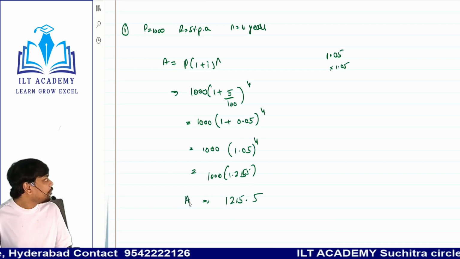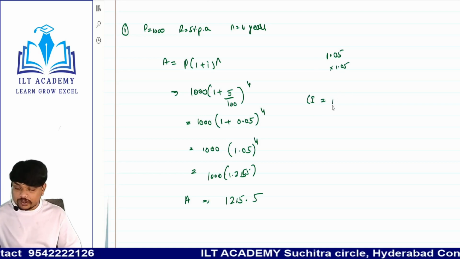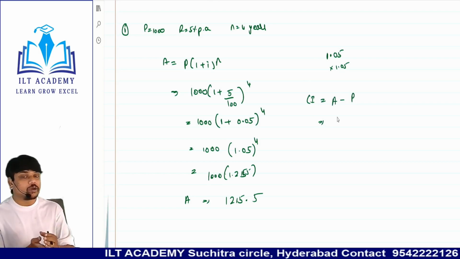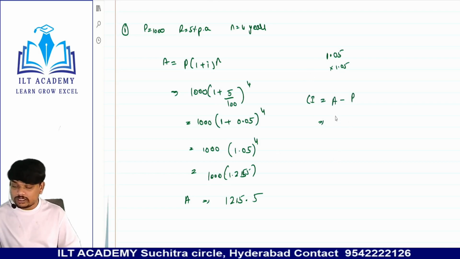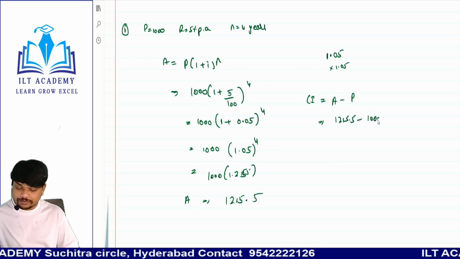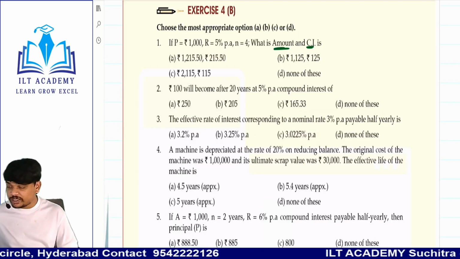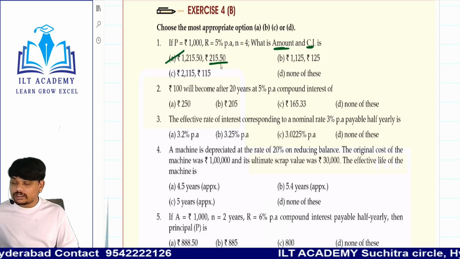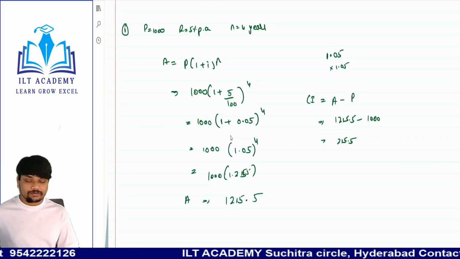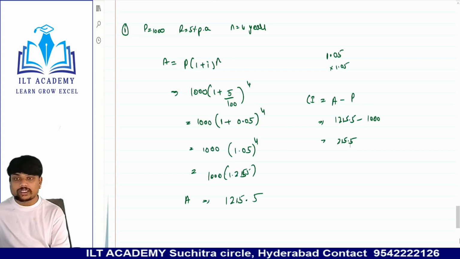So 1.2155 into 1000 is 1215.5. This is the amount. Now what is compound interest? No need to use a big formula again. Simply do amount minus principal. Compound interest is the difference between amount and principal. Amount is 1215.5 minus principal 1000, which is 215.5. So the amount is 1215.5 and the interest is 215.5. Any doubts? The first sum. Got it?